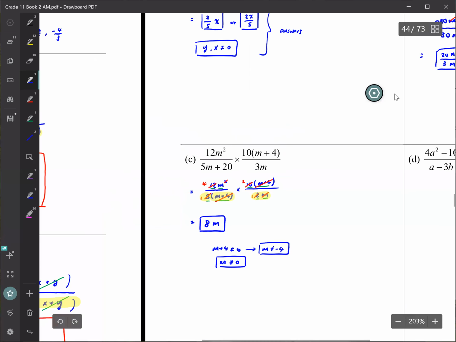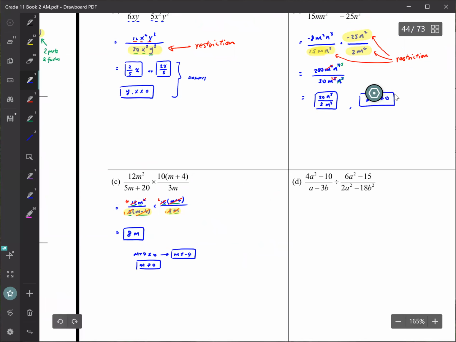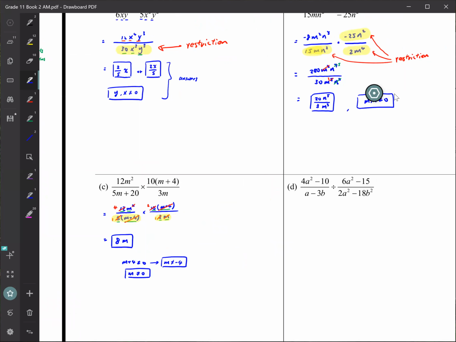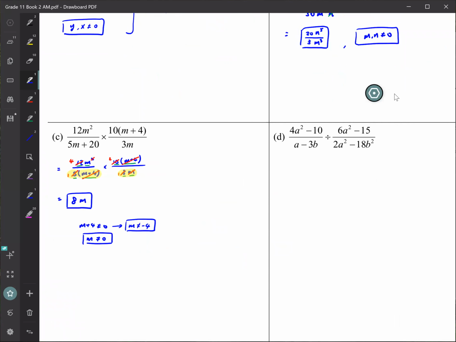The same thing you need to do for D, okay? The difference is you need to do a reciprocal, and when you do a reciprocal, that means for your restrictions you need to look at 3 locations. So I'll let you try question D by yourself, okay? Start by factoring wherever possible. For this one, there's more than one place that can be factored.